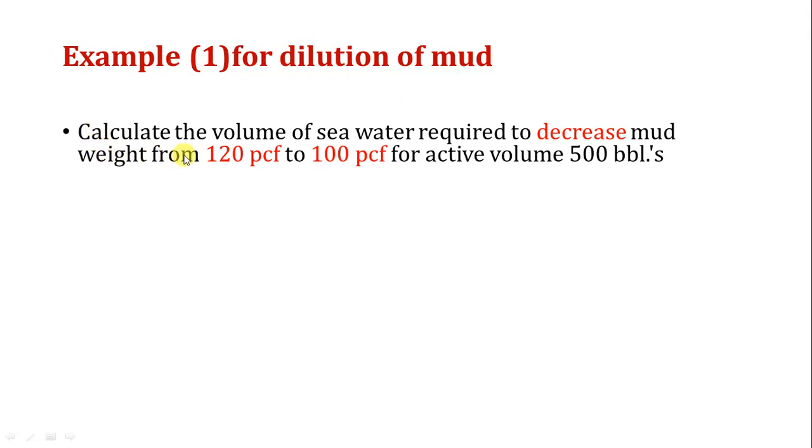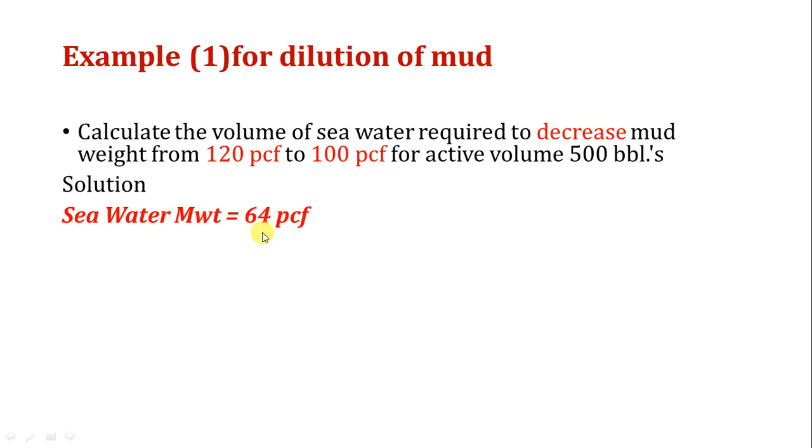So the first question: calculate the volume of seawater required to decrease the mud weight from 120 pcf to 100 pcf for an active volume of 500 barrels. How to solve this question? Actually, you have to know from the law which is V1 and which is V final, which is V2. You have to know also the mass final, mass 1 and mass 2. If you could define each one of them, it will be an easy question. So take care about this.